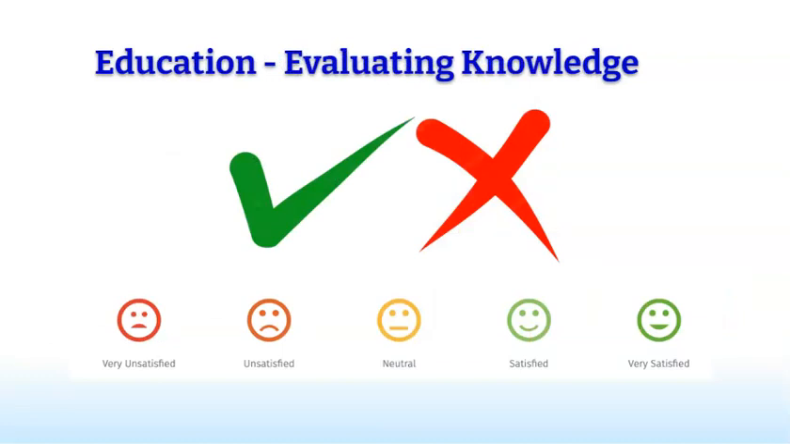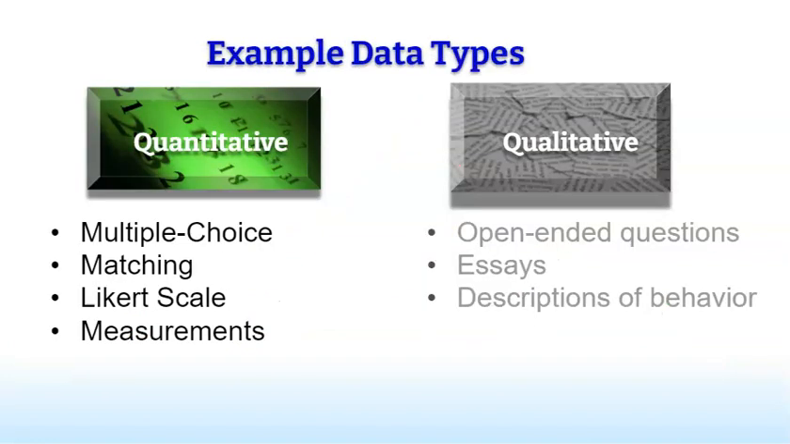So when we're looking at education and we're looking at evaluating knowledge, then we might use a Likert scale, or whether something is correct or incorrect, then we're going to be getting quantitative information. So like multiple choice tests, matching, Likert scales, measurements, those will all give us quantitative data.